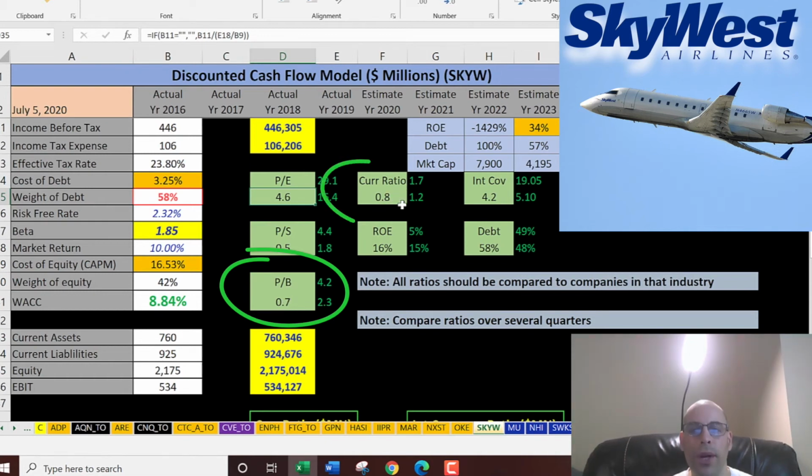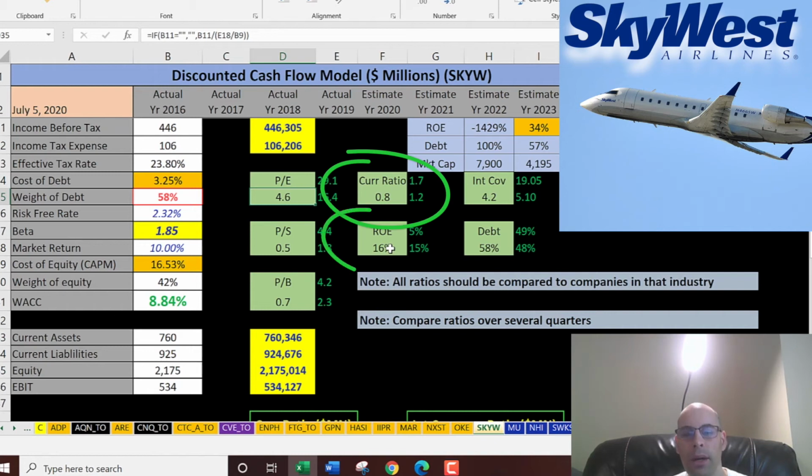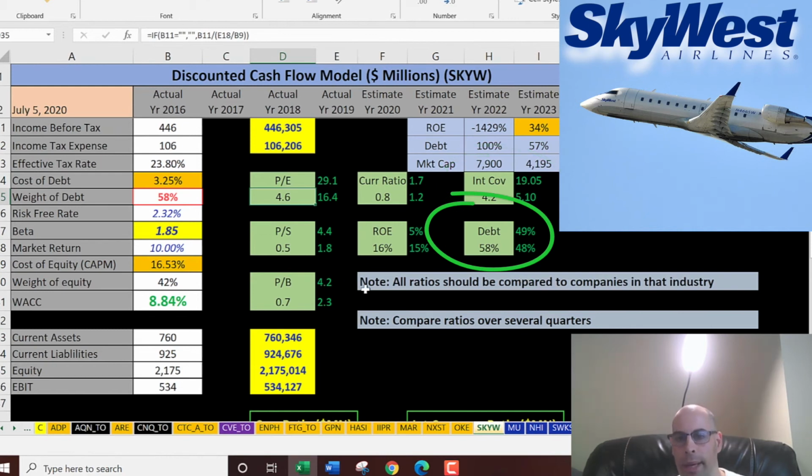And they do have a current ratio of below 8, so they can cover their current liabilities. So they either need to bring in more revenue or take on more debt. ROE of 16%, that's okay. That's income over equity. They have an interest coverage ratio of 4.2, so that really minimizes the likelihood of them going into default this year. Debt of 58%, which isn't too bad.